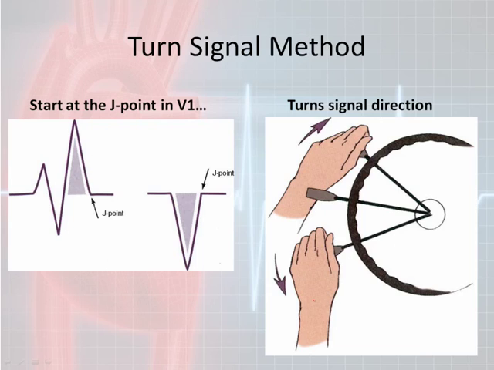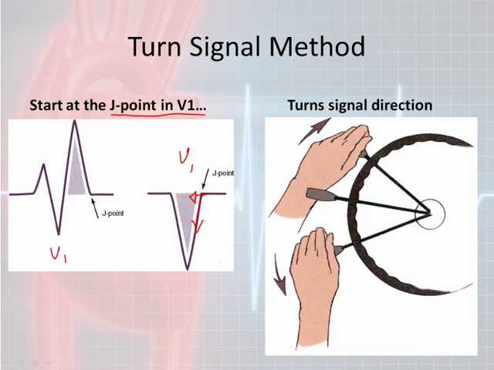The turn signal method is what is used for bundle branch blocks. Now, this is just a shortcut method to get you headed in the right direction. Please remember, you still have to use supporting criteria. The first thing that you're going to do is start at the J point in V1. Remember, V1 and V2 is where you look to determine bundle branch blocks. So this is lead V1, this is lead V1. You start at the J point and you travel backwards.